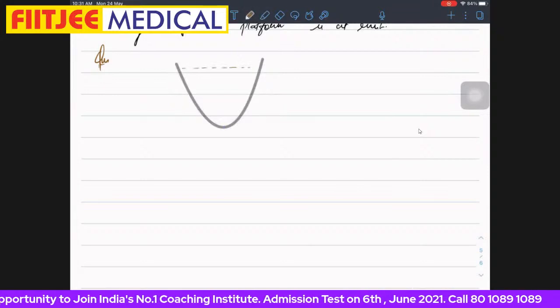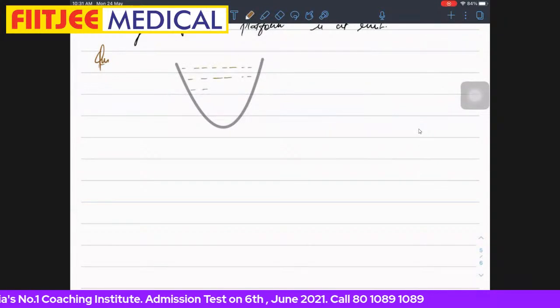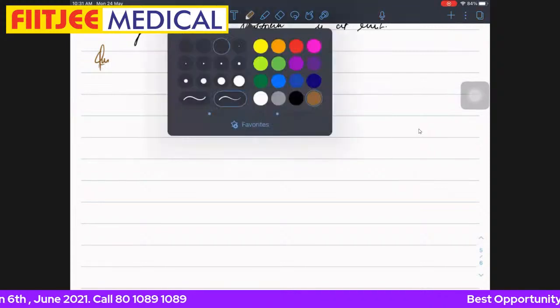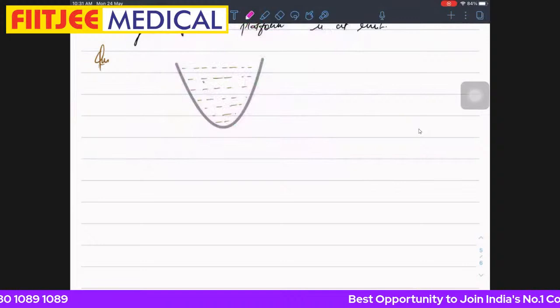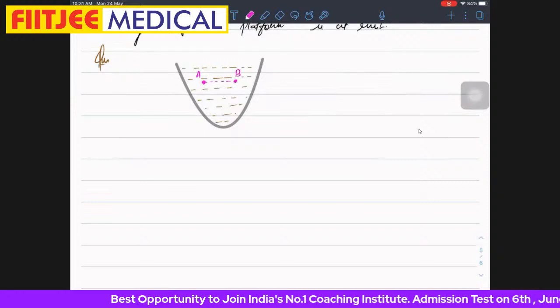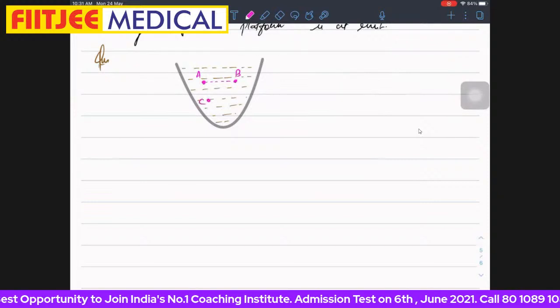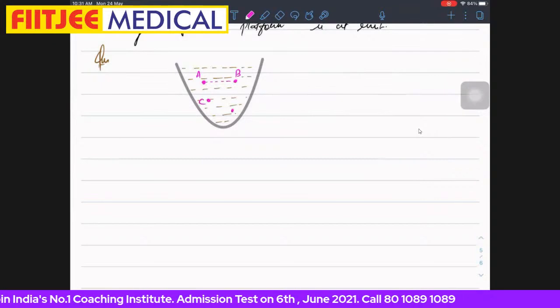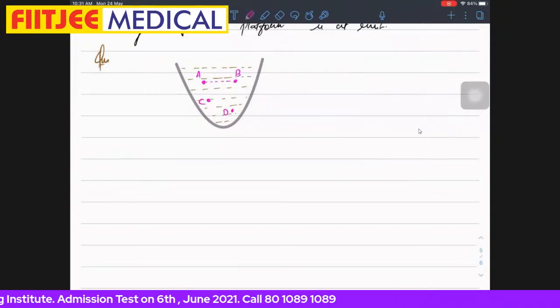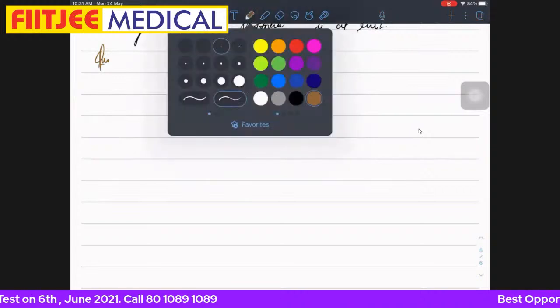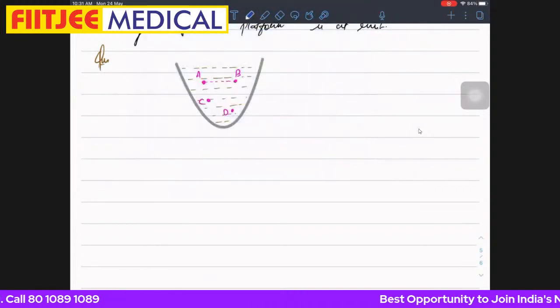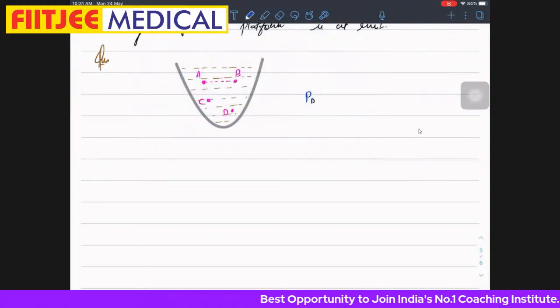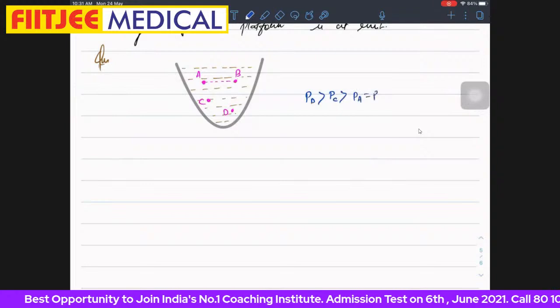In this liquid is there. If I take four points, A, on the same line there is B, there is a point C, there is a point D. So here what we can say, as per the things that we have learned till now, pressure at D will be maximum, then pressure at C, pressure at A will be equal to pressure at B.